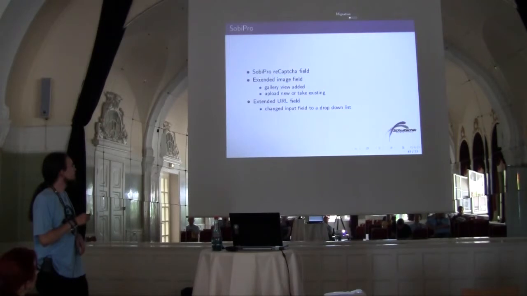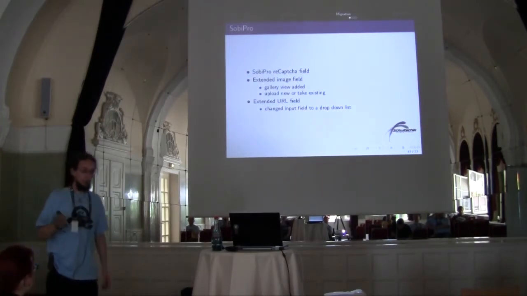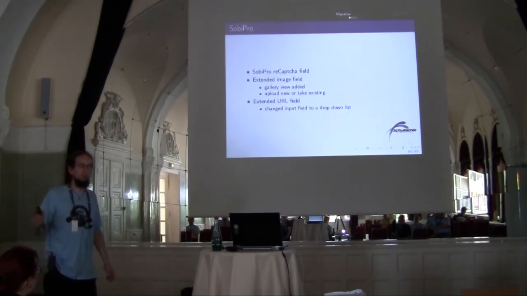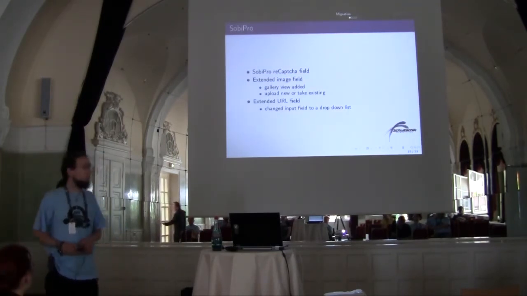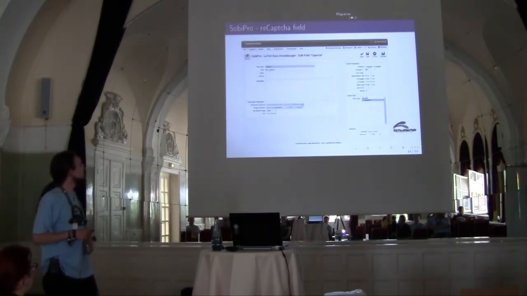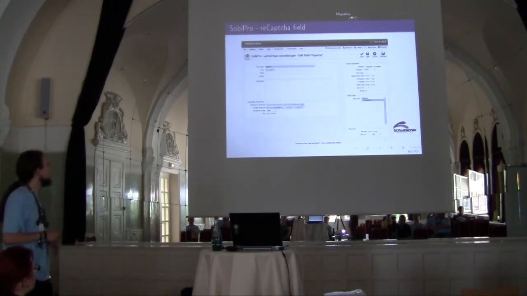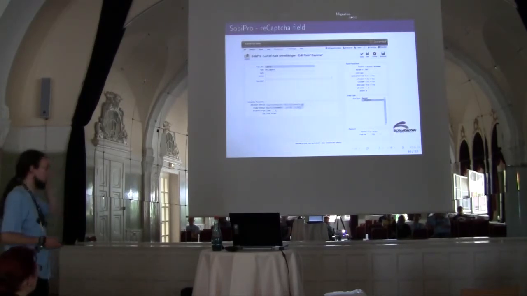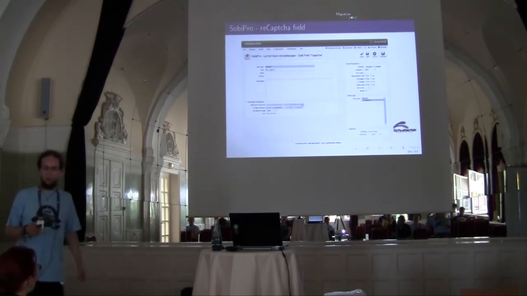Of these extensions, the reCAPTCHA is already released. It's also found on JED if someone needs it. The image field and URL field will be uploaded soon. There's still some testing needed, so that it's really stable. Here we have the configuration view of the reCAPTCHA field. You have the same configuration as for each SOBI Pro field, with the addition that you can insert your public key, then your private key, choose the design of the reCAPTCHA, so clean, red, black, something else, and the possibility to use SSL or not. Those are the four options you can set for the reCAPTCHA.